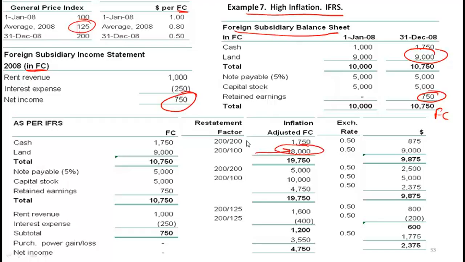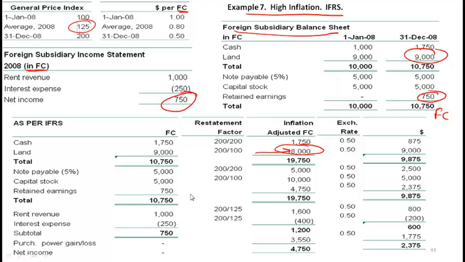Why is the cash 1750? Cash is cash. It's a monetary asset. So your cash is still 1750. So your total assets are now 19750 in foreign currency. What do you do with your notes payable? That is still 5000. Capital stock, again, you go historical. So capital stock becomes 10,000.